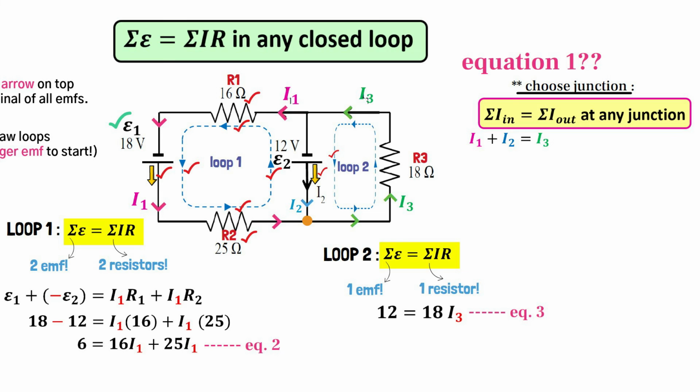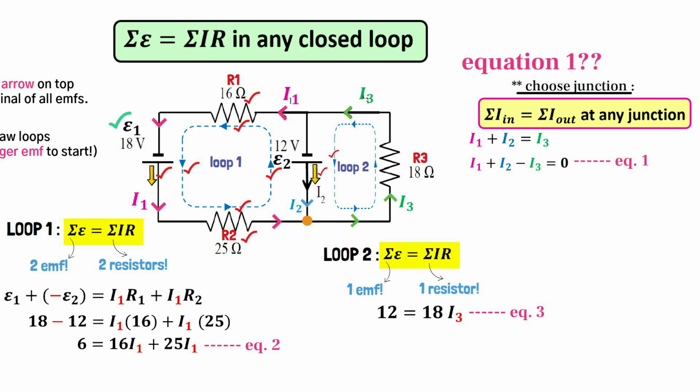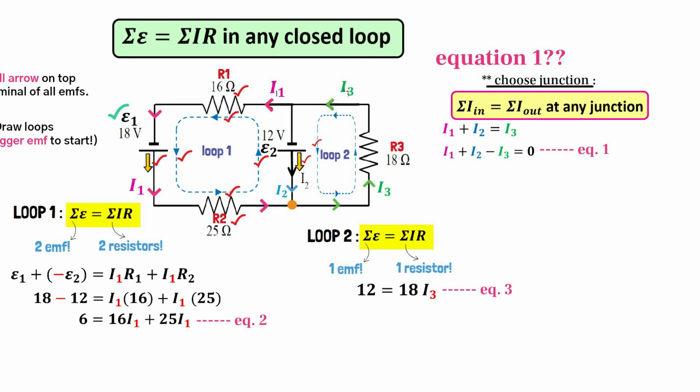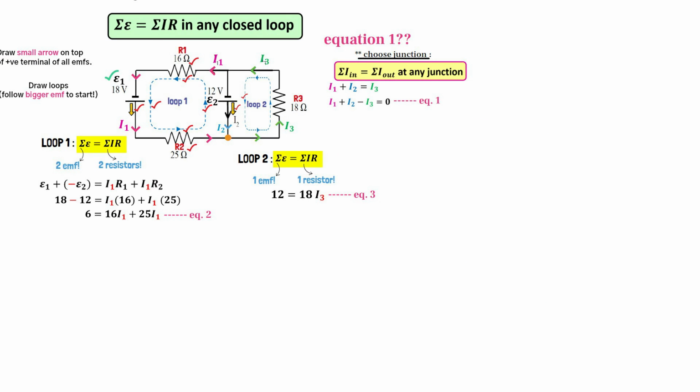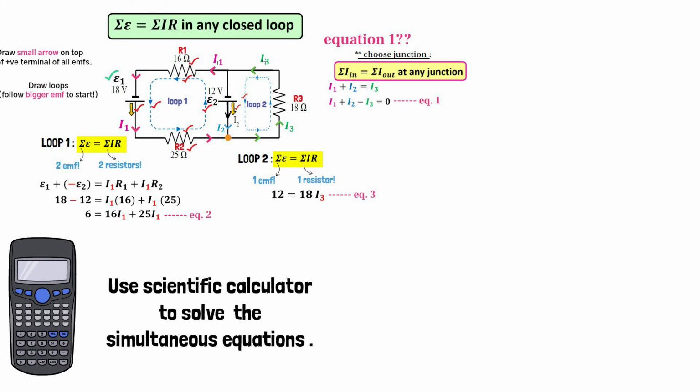Jadi bila saya ada equation I1 plus I2 equal to I3, apa yang saya buat? Saya akan pindahkan I3 ke left side so that we can rearrange that equation in order to get I1 plus I2 minus I3 equal to 0. Kenapa saya buat macam tu? Supaya dapat memudahkan kita bila masukkan semua nilai dalam kalkulator menggunakan simultaneous equation. Boleh? Sekarang jom kita bergerak lagi untuk kita masukkan semua equation tadi menggunakan scientific calculator to solve the simultaneous equations.